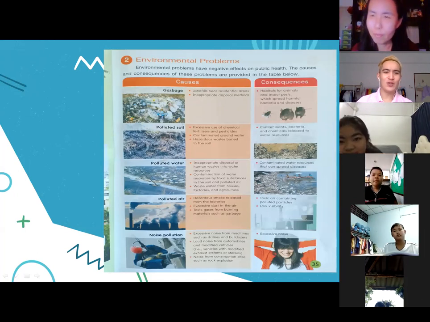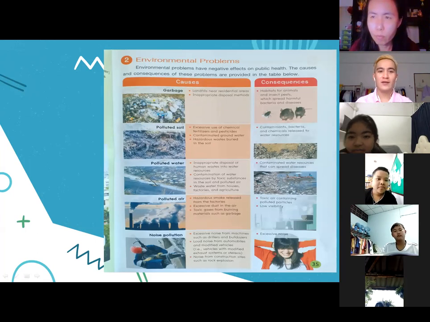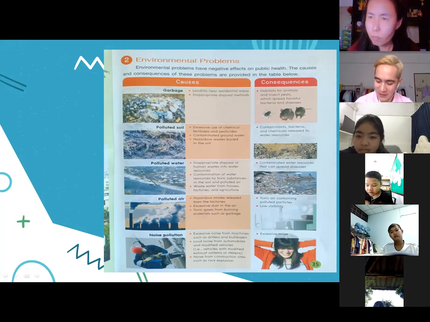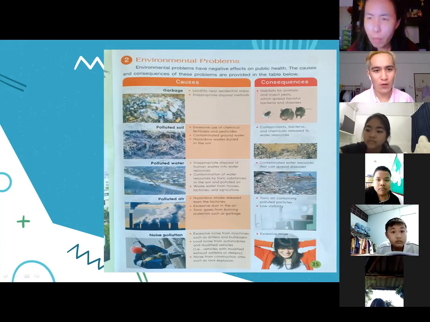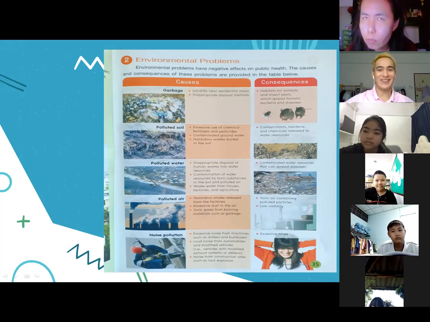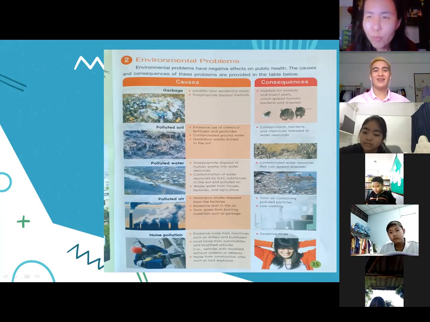What should we do to prevent contaminated water? What are the things you can do to prevent contaminated water? What do you think we should do? Look at the picture. What is the simple thing we can do to prevent contaminated water? We should not throw trash in the water. Wow, very good. We should not do that. Very good.